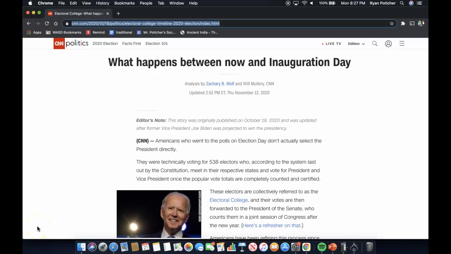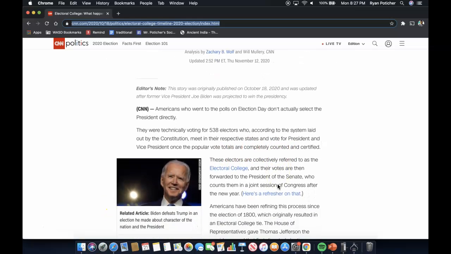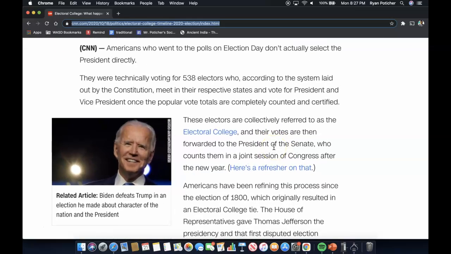This is the final part of the lesson that deals with the final part of the electoral process. In this part of the lesson, we're going to be exploring more about what happens between now, election day, right, and inauguration day. So this is from CNN.com or CNN Politics, and if you follow along to the reading, you should be able to fill out the chart accordingly. Here's the introduction before we actually get to the specific dates.